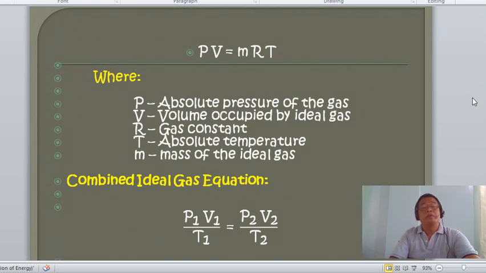Okay, so this equation is very simple. This is PV equals MRT, where the product of the pressure and volume is equal to the product of mass, the gas constant, and the temperature. So take note again that P is the absolute pressure, V is the volume, R is the gas constant, T is the absolute temperature, and M is the mass of the gas. Okay? And then we have here also the combined ideal gas equation, where P1V1 over T sub 1 is equal to P2V2 over T sub 2. Okay?